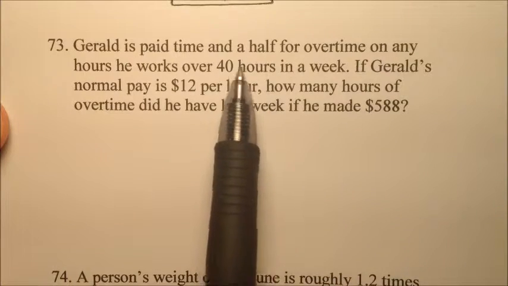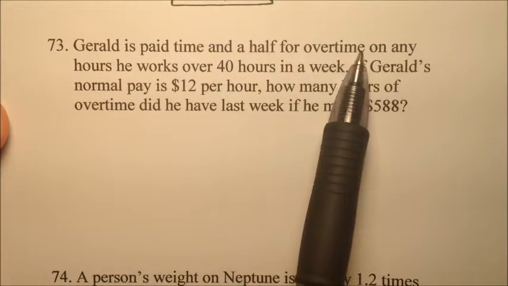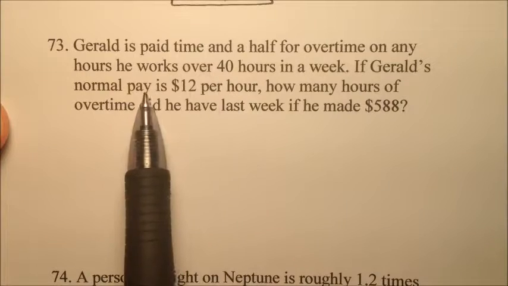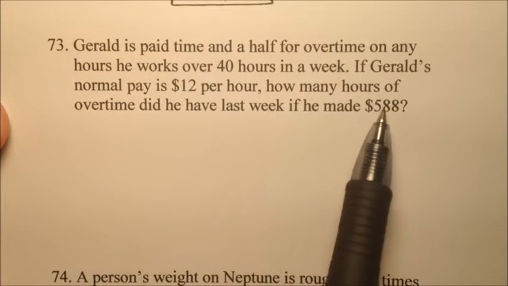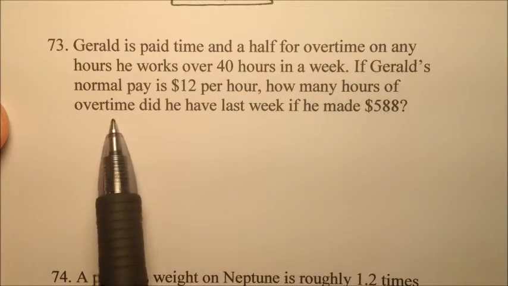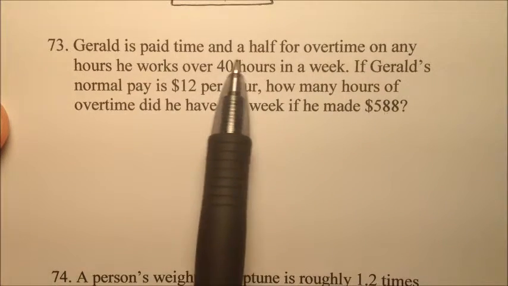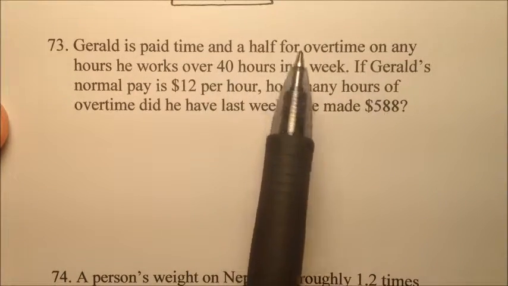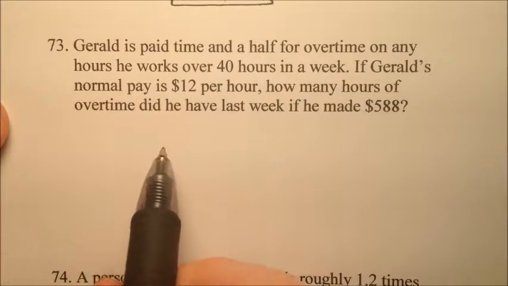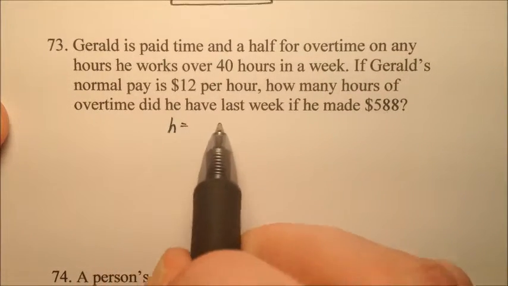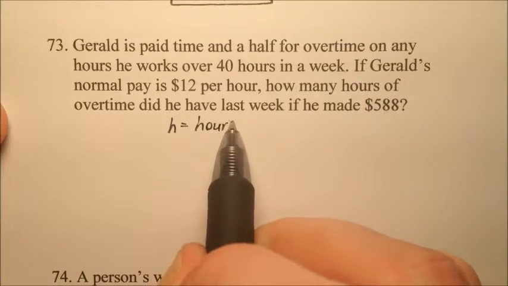So we know that he makes time and a half for anything over 40, but his normal is $12 an hour. So he made $588. Since it's saying how many hours of overtime did he have, we can assume he worked all 40 hours plus a little more. So let's see, H is going to be hours of overtime.